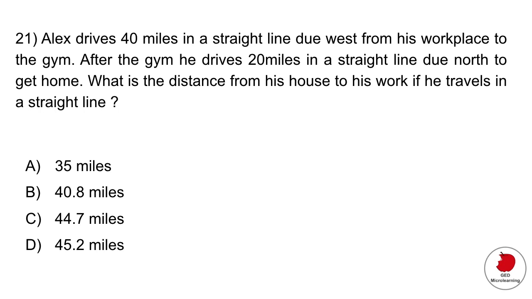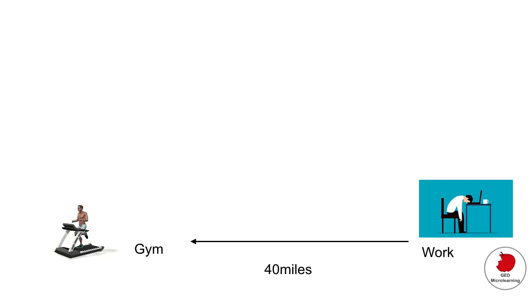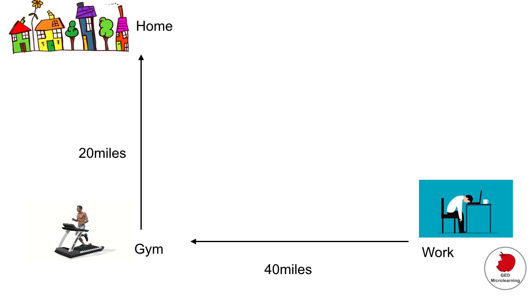Okay, so for this sort of problem, the best thing that I find useful is to kind of visualize the problem, right? So he's at work and he's going to drive due west 40 miles to the gym. Okay, so that's what he's doing. Then once he finishes at the gym, they tell us he drives due north 20 miles to get home. And then the question is asking us what is the distance from his home to his work if he travels in a straight line. Okay, so that's what they're asking.